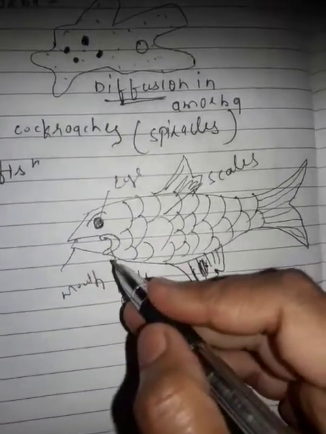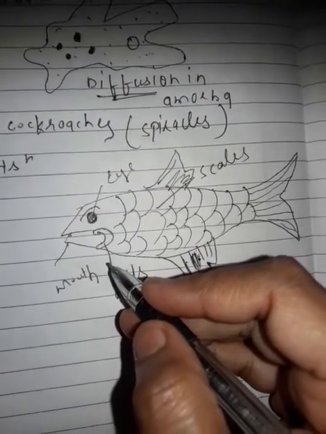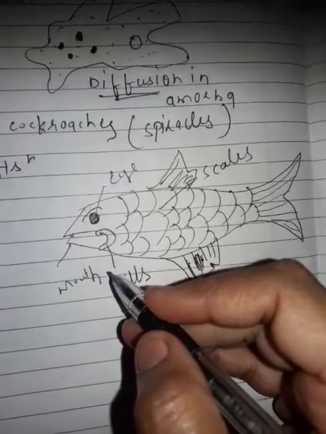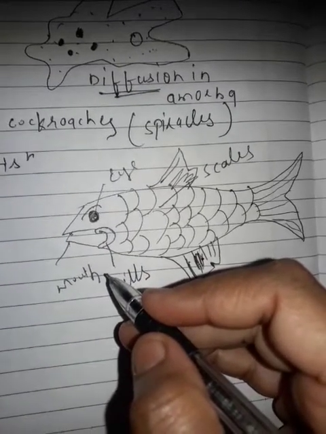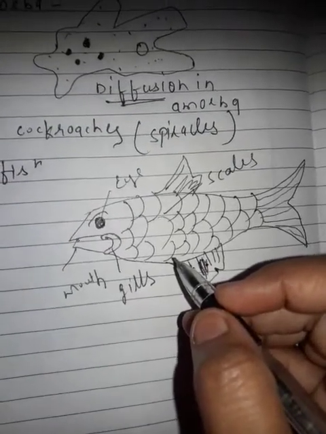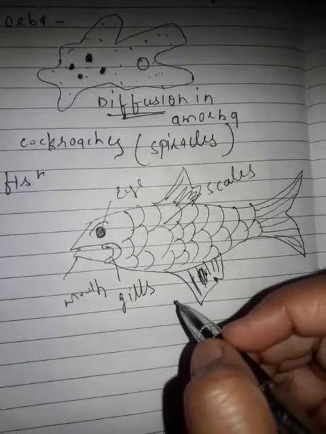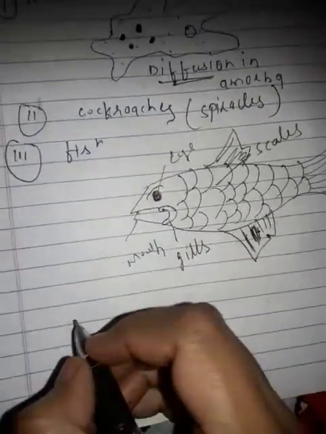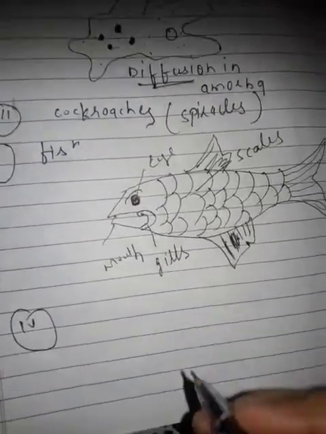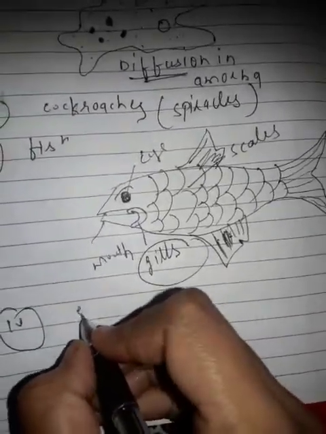Gills, you can see in the diagram, and dissolved oxygen is used from the water entering. The gills are well supplied with blood vessels for exchange of gases. Next one is the earthworm. In fish, the breathing system is through the gills, and in earthworm.